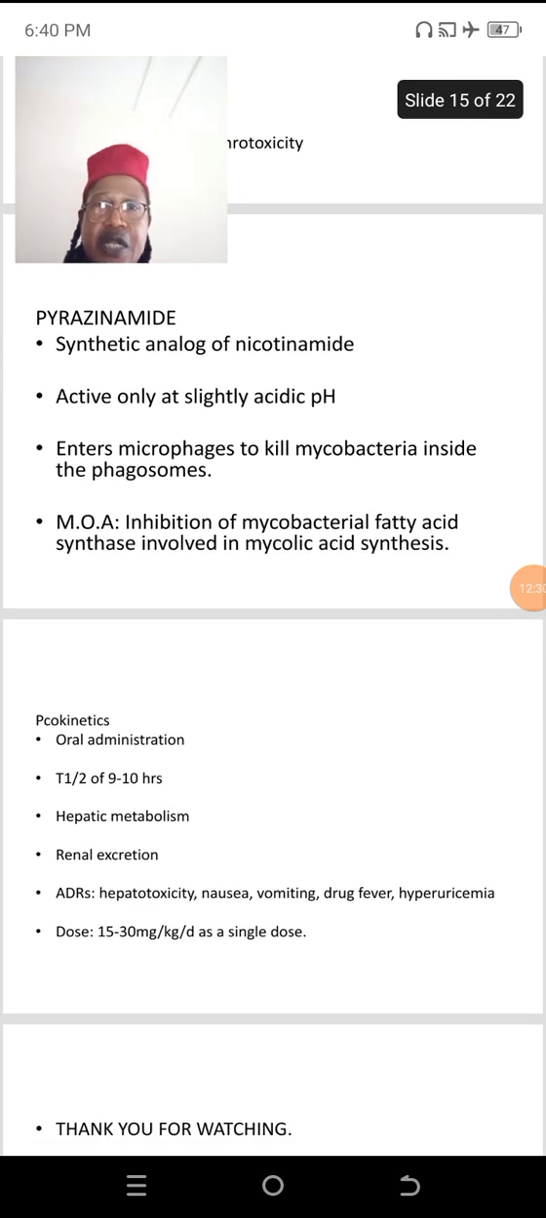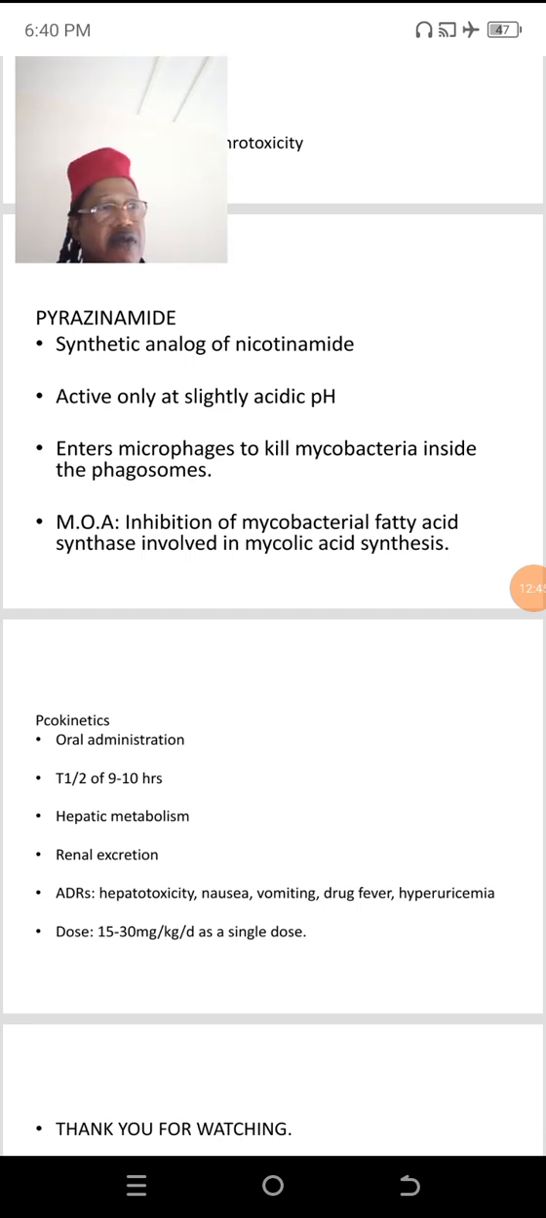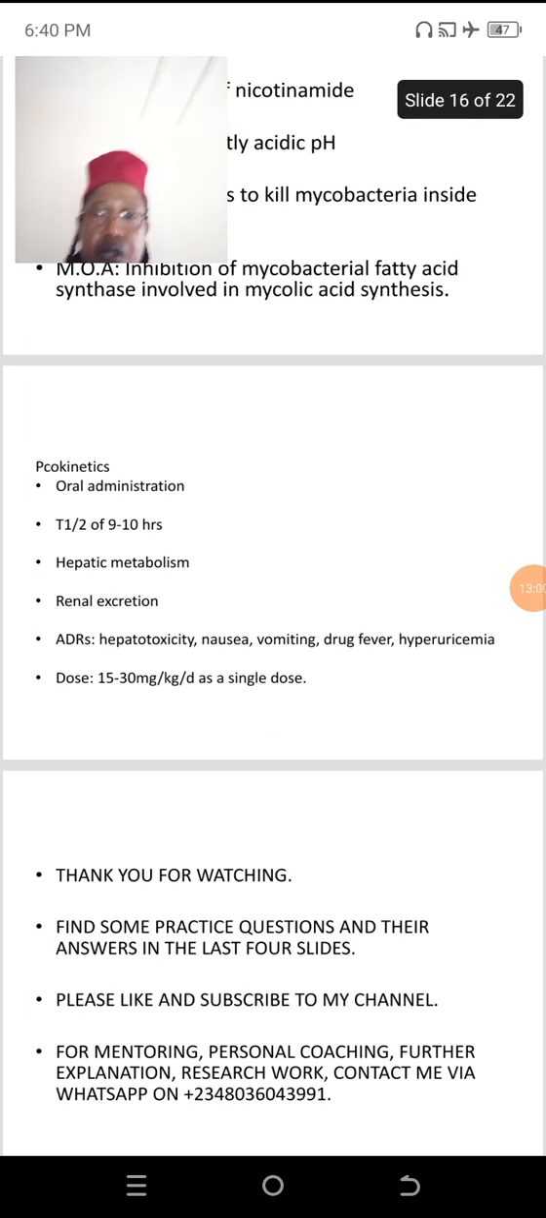Pyrazinamide is administered orally, having a half-life of about 9 to 10 hours. Metabolism is in the liver and excretion is via the kidneys. Adverse drug reactions include hepatotoxicity, nausea, vomiting, drug fever, and hyperuricemia. The dose of pyrazinamide is 15 to 30 milligram per kilogram per day as a single dose.